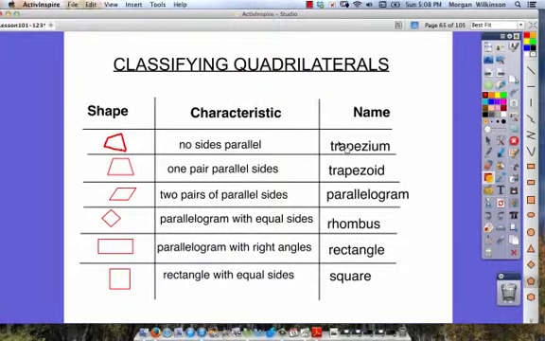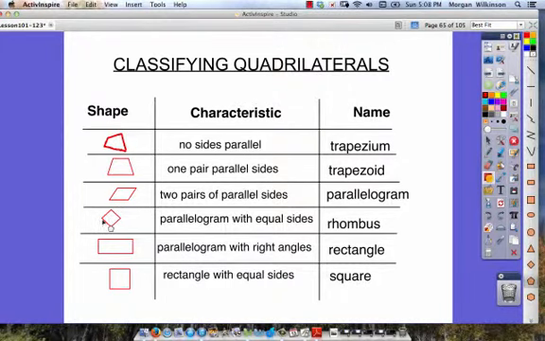Classifying quadrilaterals. Quadrilaterals are one of the most common types of polygons we'll work with. Again, pause the video at some point to make sure you get this into your notes. We've got the shape on the left, the characteristics of that shape in the middle, and the name of the shape on the right. A trapezium means there's no parallel sides. A trapezoid means there's one pair of parallel sides. A parallelogram means 2 pairs of parallel sides.